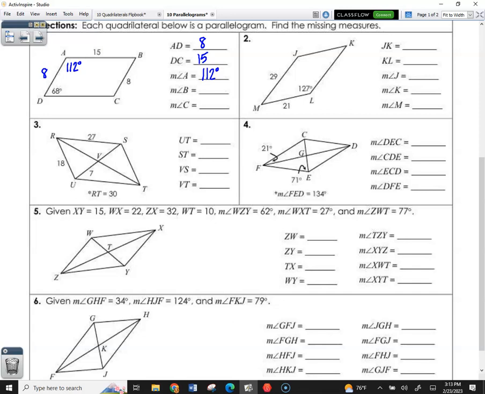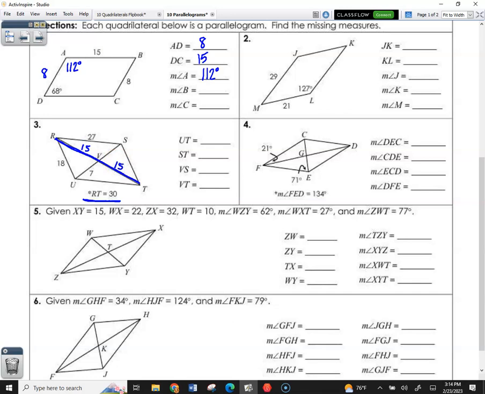We got diagonals drawn. We have no angles here. So this one should actually not be that bad. It's when the angles are listed that it's tricky. We have no angles listed, it's just lengths. It says RT is 30. That means from here to here is 30, which means each piece of it is 15.